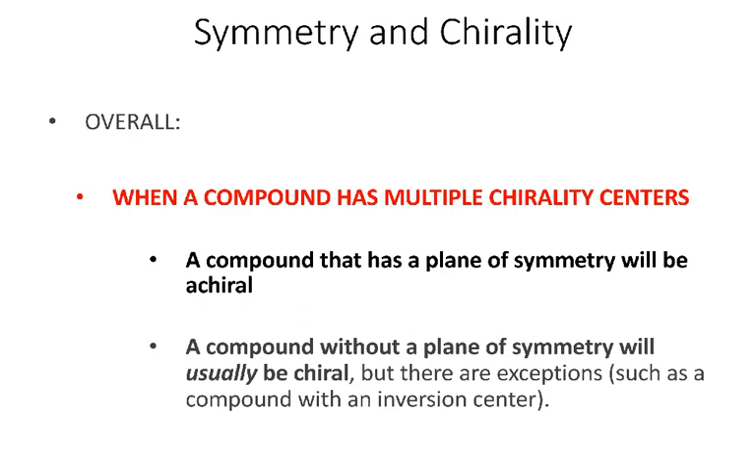All right, so to kind of sum things up, when a compound has multiple chirality centers, but it has a plane of symmetry, that compound is meso and it's going to be achiral. But when a compound has multiple chirality centers and it does not have a plane of symmetry, it will generally be chiral, right? Of course, we just saw there are exceptions, such as if it has a center of inversion.